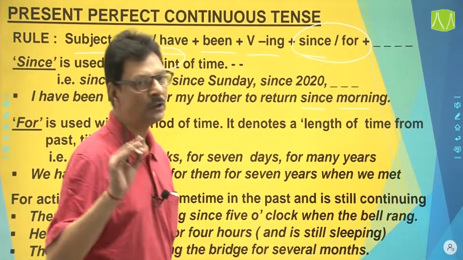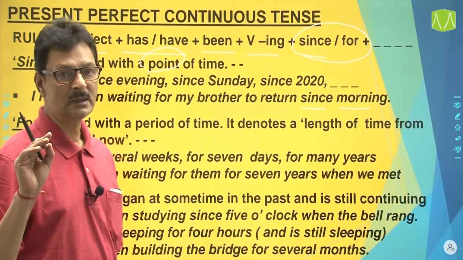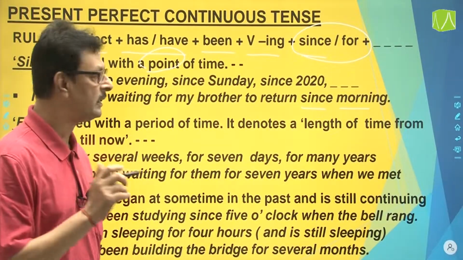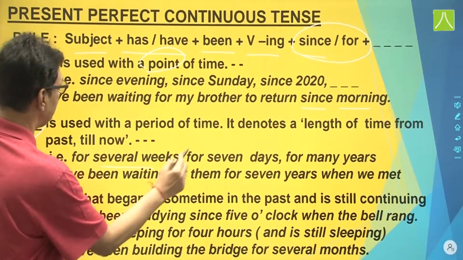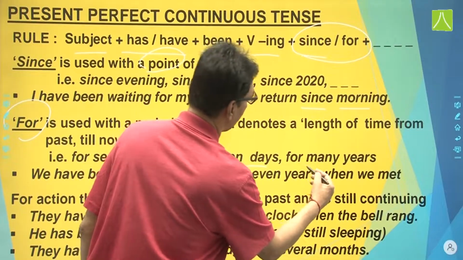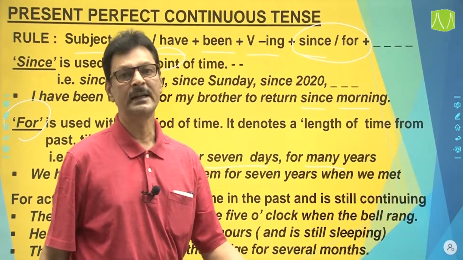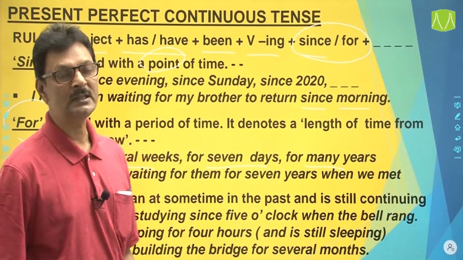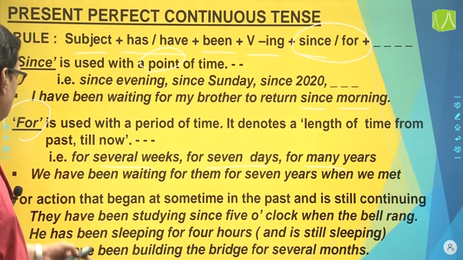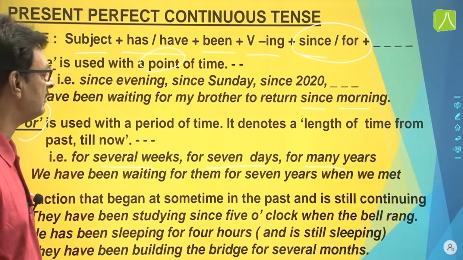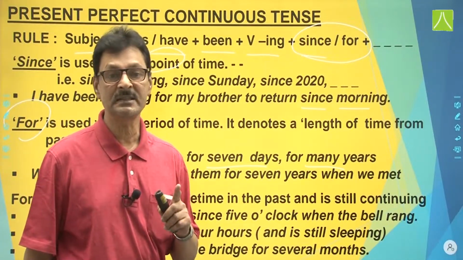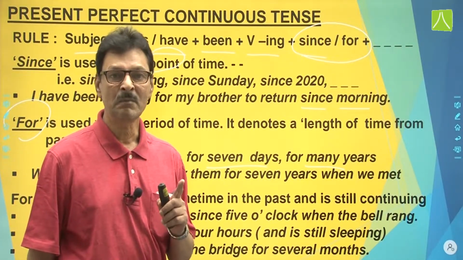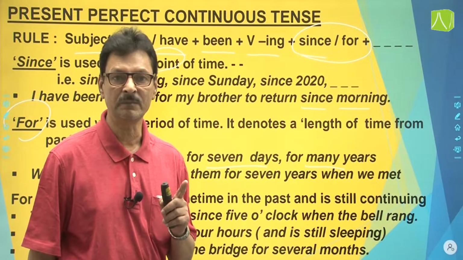So when a point of time is specified, we use since, whereas for is used for a period of time, that is for several weeks, for 7 years, for many years, for 3 hours and so on. So this is the usage of since or for. I have been waiting for them for 7 years when we met. So 7 years, don't get confused with since. Since 7 years becomes incorrect.